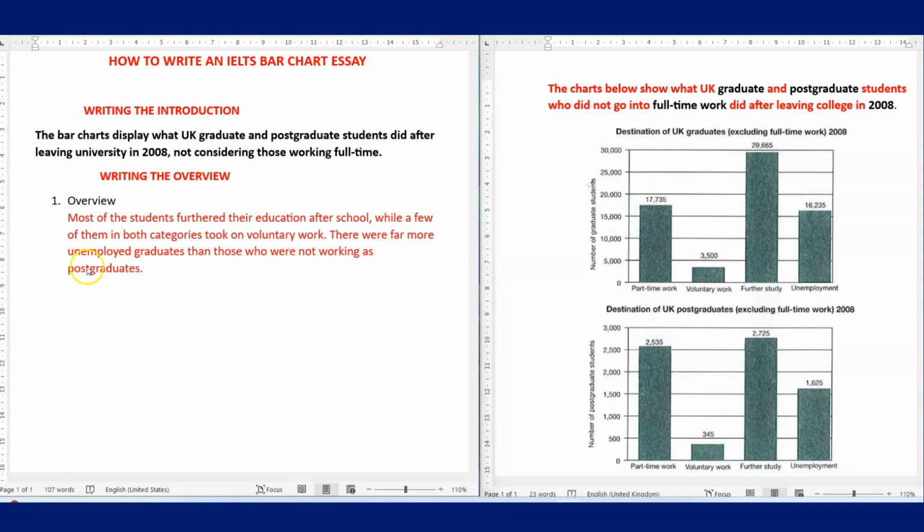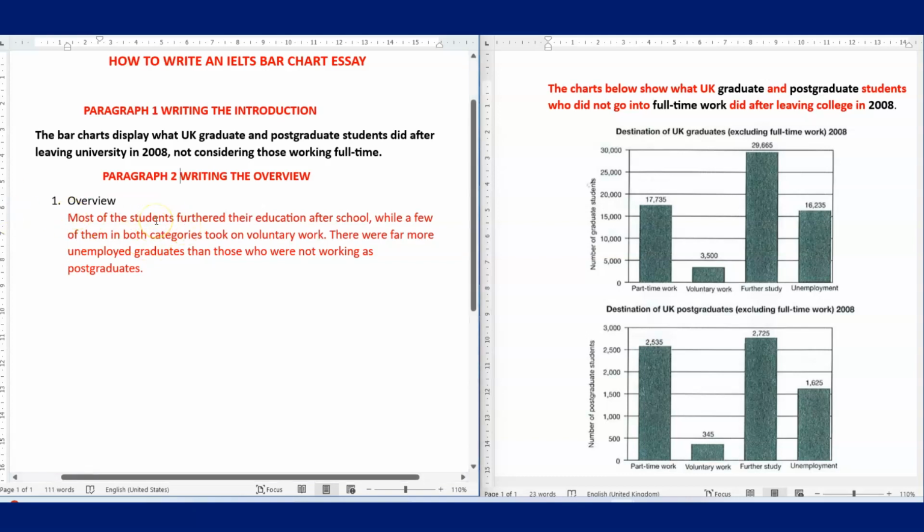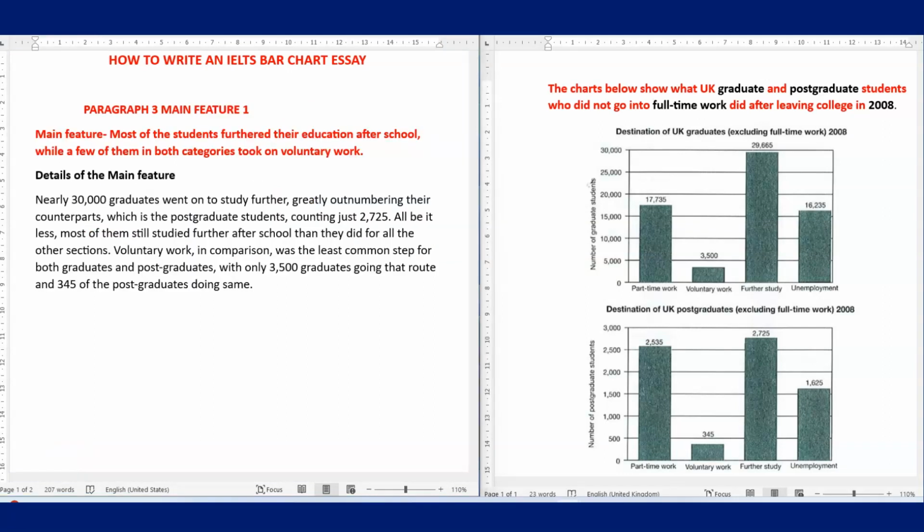Okay, so let's go on to main body paragraph 1. Remember that our first paragraph is the introduction. That will be paragraph 1, and the overview will be paragraph 2. So we're now moving on to paragraph 3, which will be our main feature 1. We're going to deal with those who were more and those who were few, talking about furthering education compared to the voluntary work.